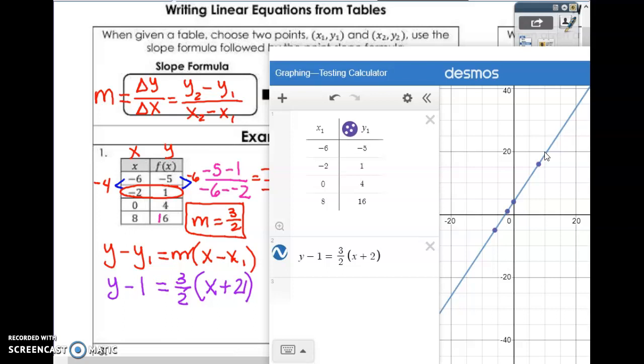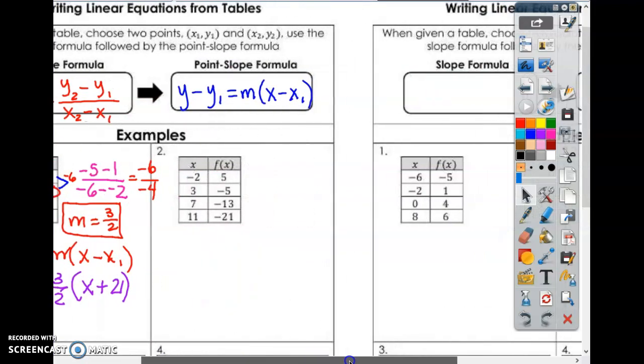Okay? So in quizzes, you would type the table and the answer choices and see which one goes through all the points. All right, let's do problem number 2.